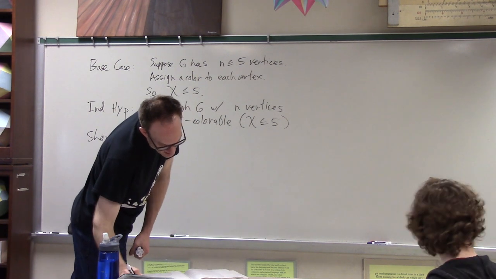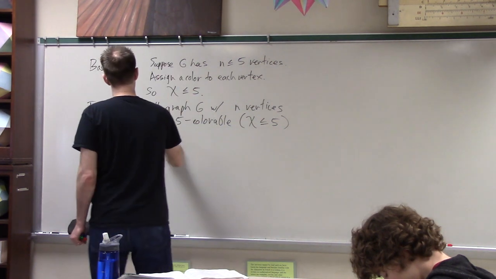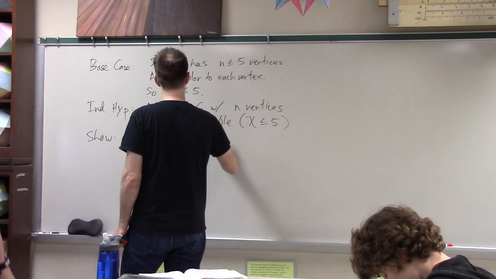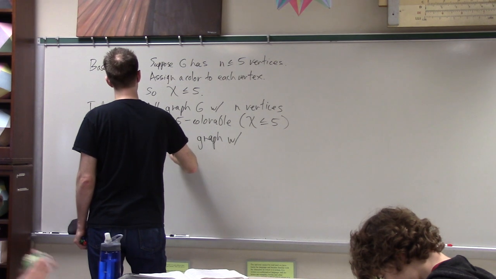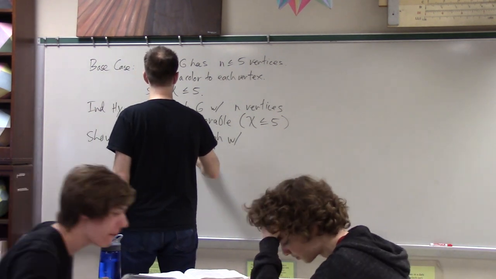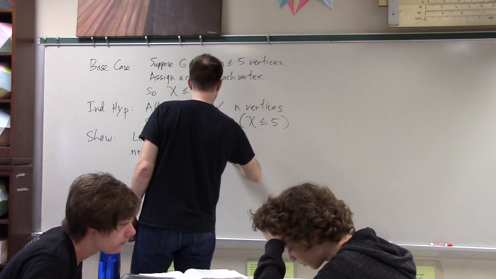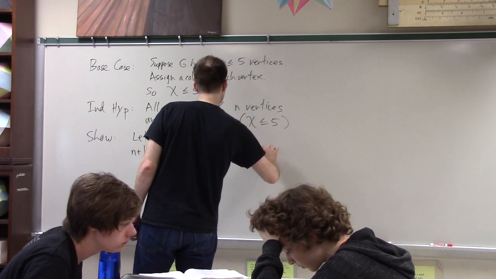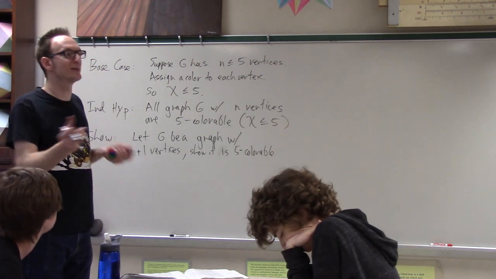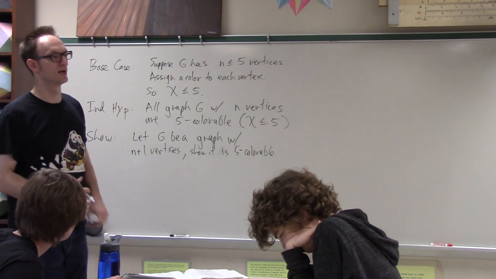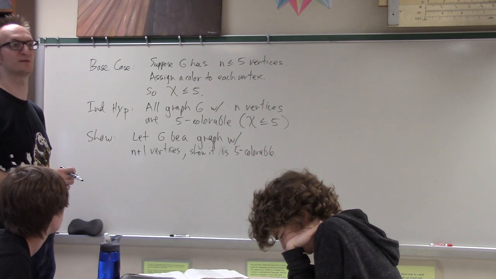So what I now need to do is let G be a graph with n plus 1 vertices, and I must show it is 5 colorable. Okay, so good. So I now have my arbitrary, can I stop saying simple, planar, connected every single time? So simple, planar, connected graph G with n plus 1 vertices. I must show that it's 5 colorable.